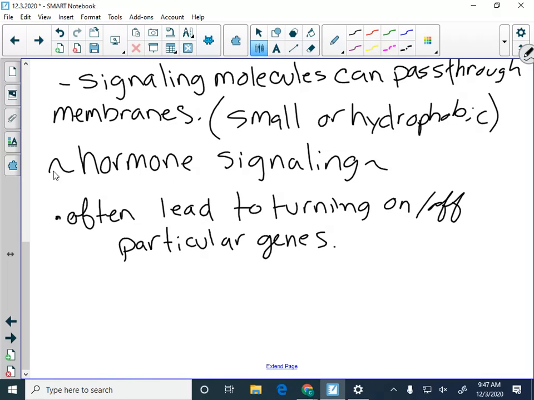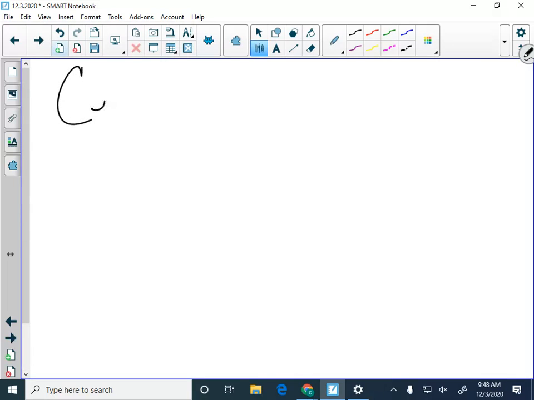Any questions here? Nothing too crazy. Didn't have a heck of a lot left over from yesterday. All right, so that was cell signaling day 2 with reception. Now we are talking about transduction. So I'm just going to start a whole new page.